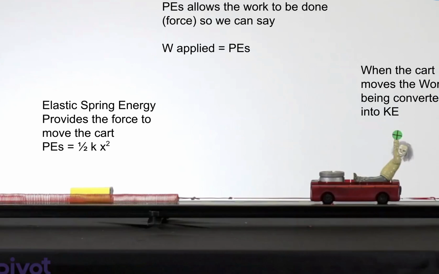Now, the potential energy in the spring allows work to be done. So it provides the force. We can say that the work applied is equal to the potential energy in the spring.